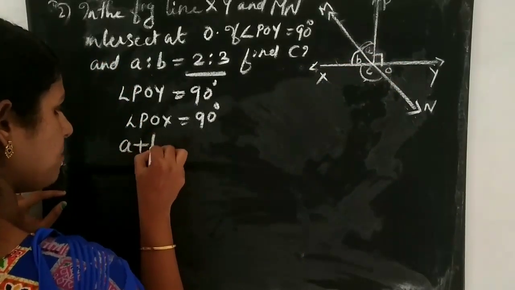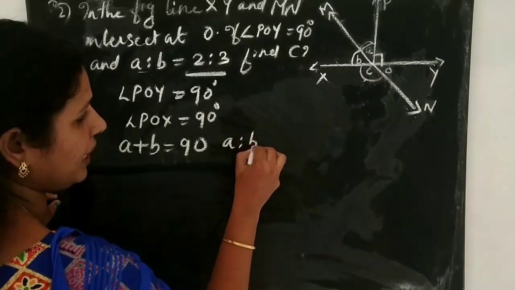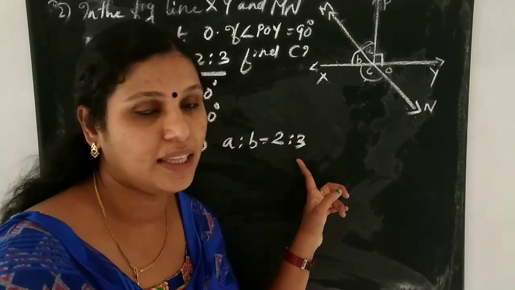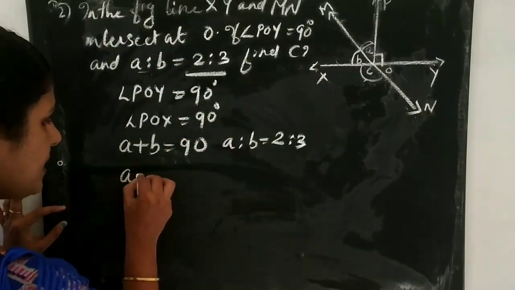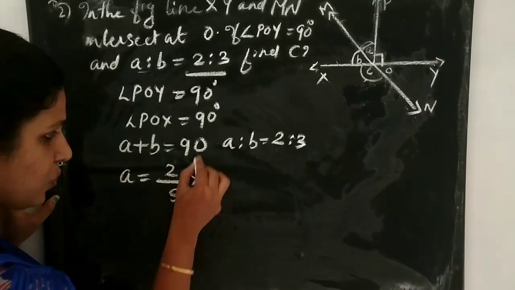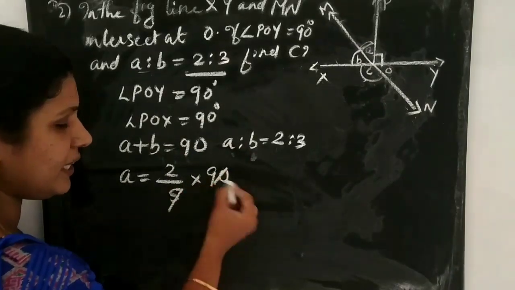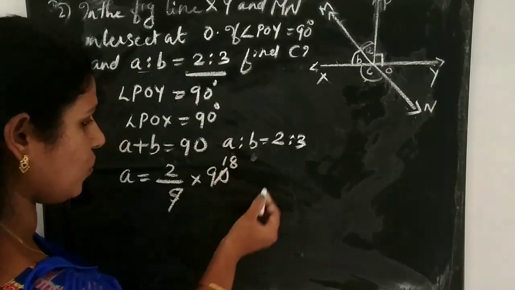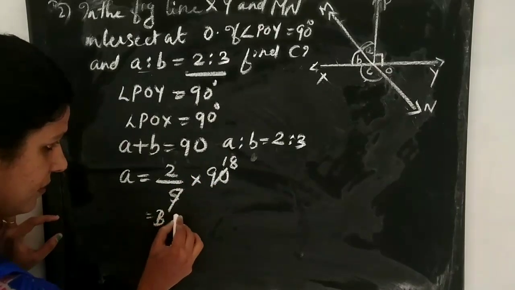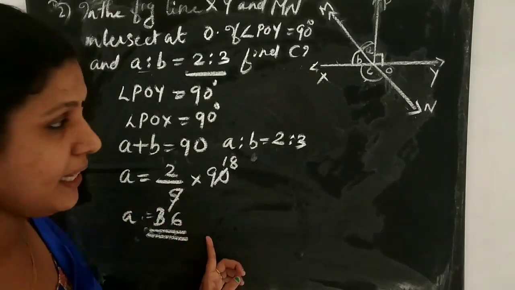That is A plus B equal to 90 degree. We have a hint that A is to B is 2:3. A plus B is 90 degree and A is to B is 2:3. Then we have to find this A. How to find A? A is 2 by 2 plus 3, that is 2 by 5, into 90. 90 divided by 5 is what? That is 18. So we get 18 into 2 is 36. A we get as 36.